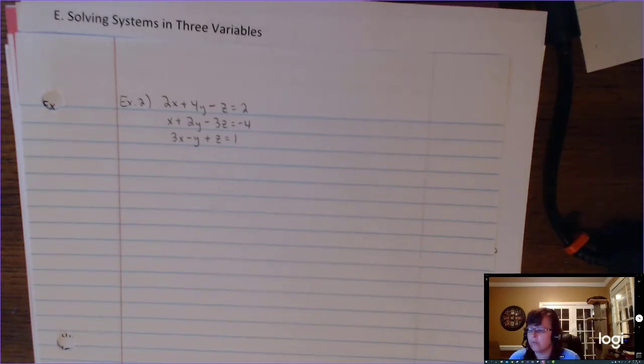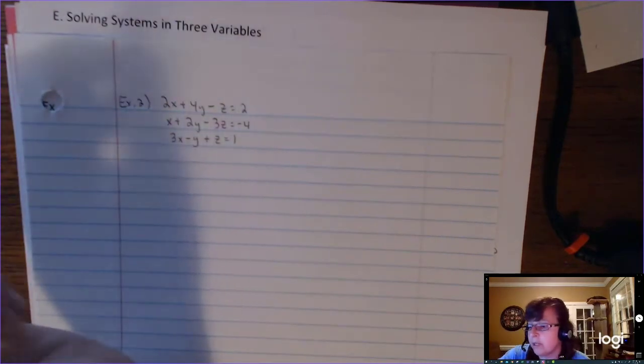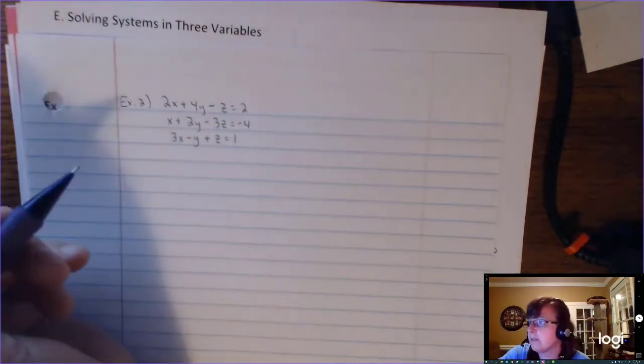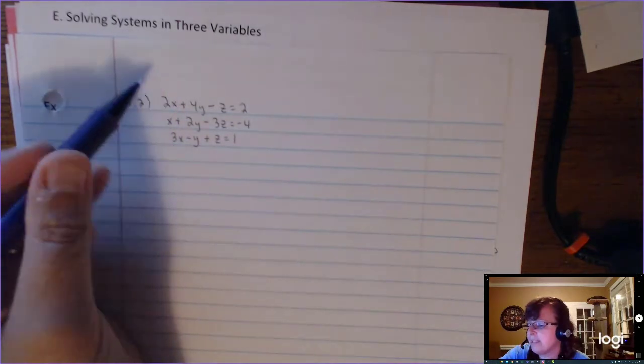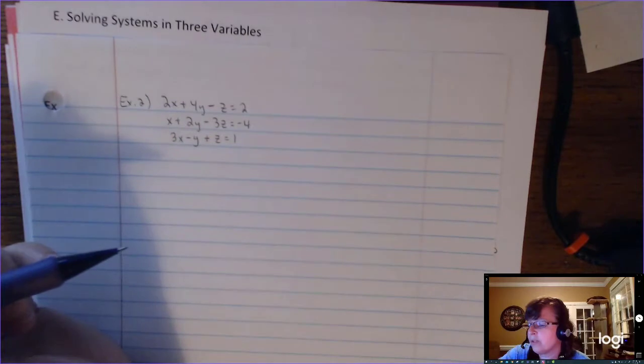There's no variable missing. So what you're going to have to do is just pick a variable to get rid of, either the x's, the y's, or the z's, and it doesn't matter which one you pick. If I pick the z's, you might pick the x's. As long as you do it right, it won't matter. I'm going to pick the z's, okay? And the reason is because I see a -z and a positive z, so I already see that equation 1 and 3 are easy to add and cancel the z.